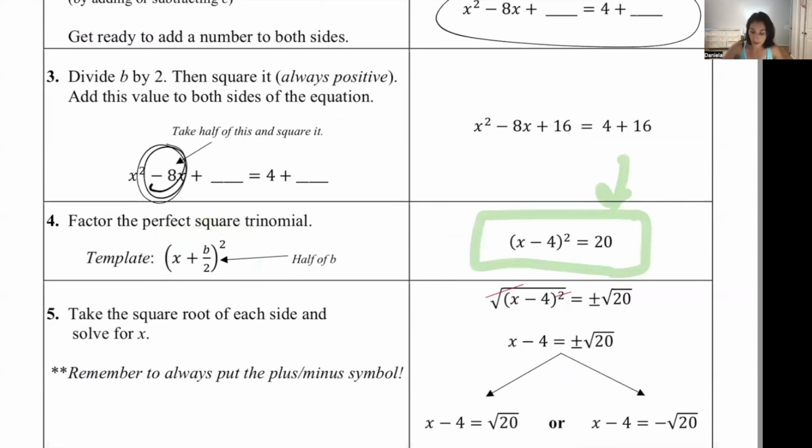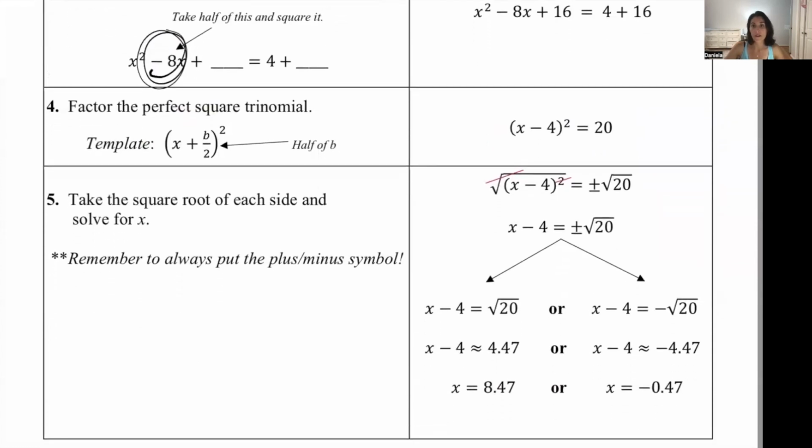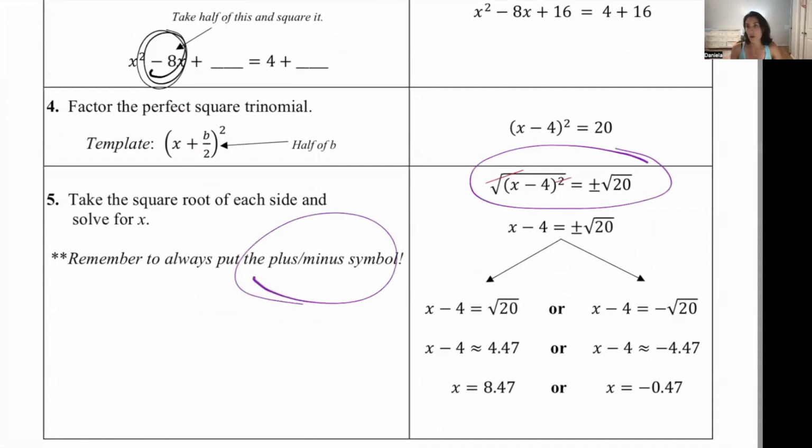Now, finally, and I'm not going to go through all this in detail because I showed you in another video, the last step is we can finally use the square root method to solve for x. Here it shows you take the square root of both sides, and the squared cancels out. Always make sure to put the plus and the minus symbol, and then from there, you can solve for x.